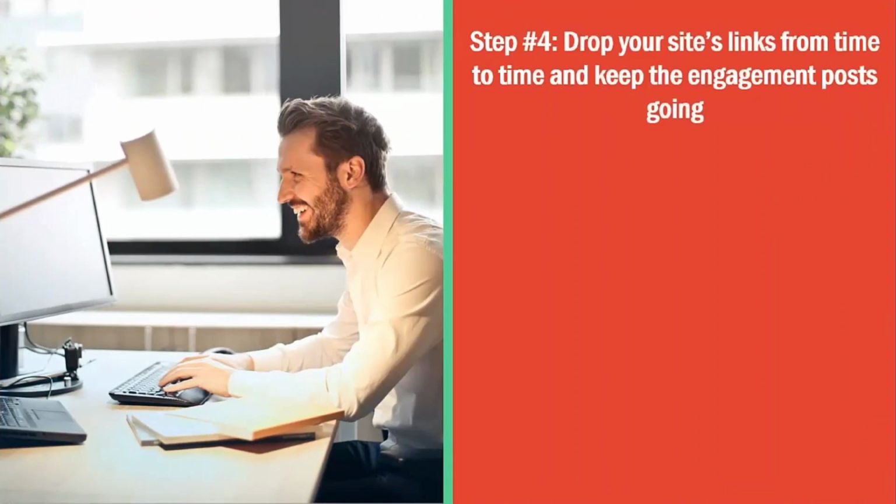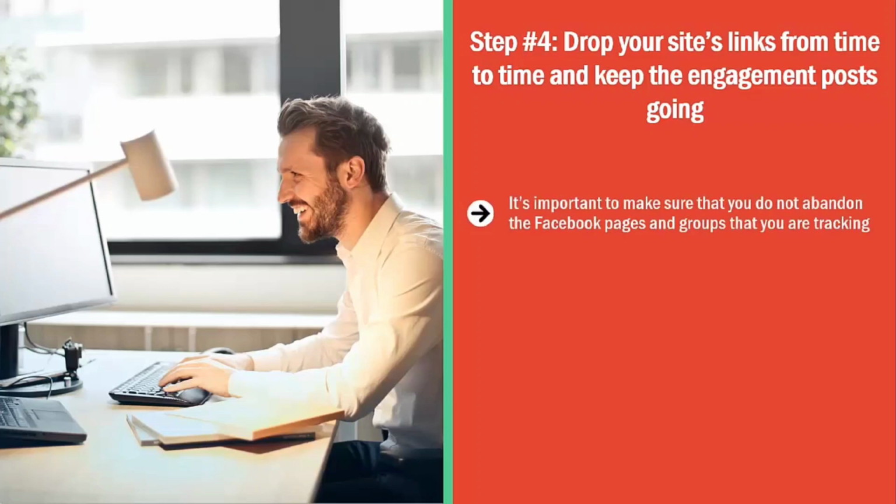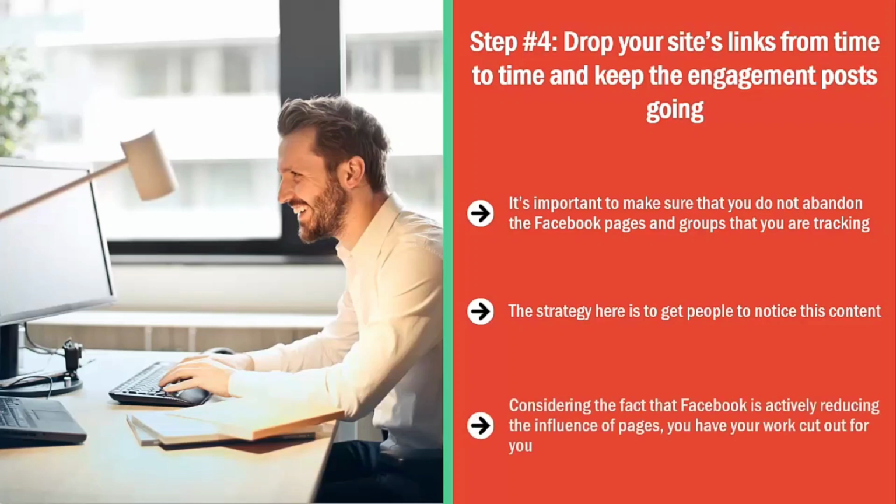Step number 4, drop your site's links from time to time and keep the engagement posts going. It's important to make sure that you do not abandon the Facebook pages and groups that you are tracking. These are all directly related to your niche. You have to keep up your engagement with them and still be an active part of the community. But from time to time, share links from your page. The strategy here is to get people to notice this content. If they like the content, they can click through to your page. If they notice that they like the content on your page, they can then like your page. Your end goal is to grow the amount of likes your page gets. Considering the fact that Facebook is actively reducing the influence of pages, you have your work cut out for you. However, if you do this right, you can build a solid and loyal following of niche fans using this technique.